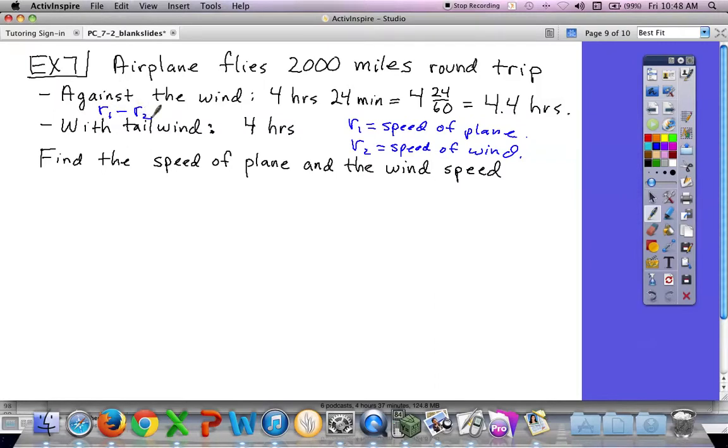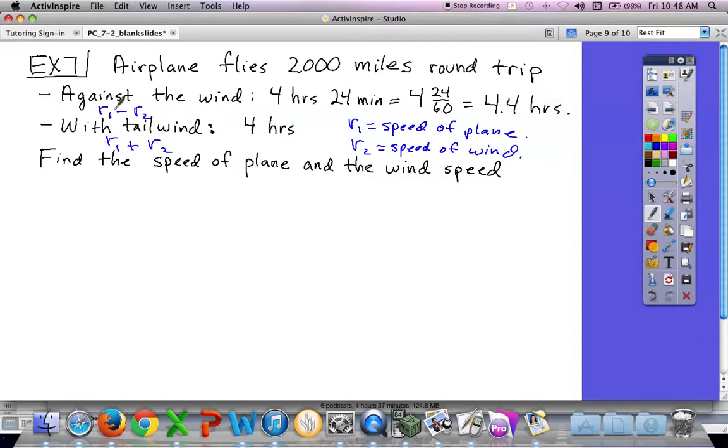But when you turn around and have the wind at your back, the actual speed, the resultant, is R1 plus R2. And this R is just in their problem. They said R. I don't know why. I would have used S, S for speed. But they didn't.